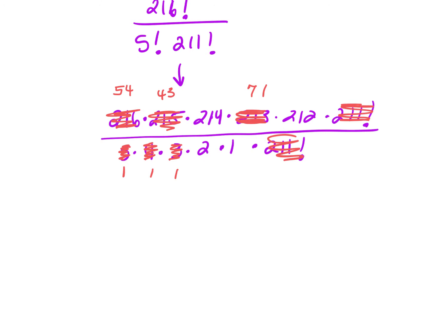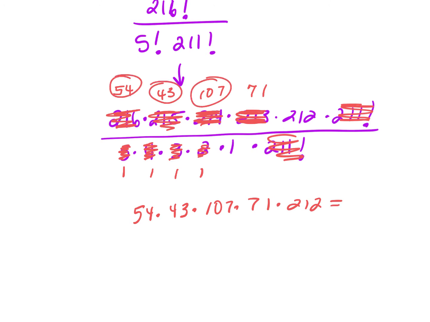Now, 2 goes into 214 and into 212. I don't care which one you do. I'm just going to do 214 because it's above it. So 2 goes into 2 once. 2 goes into 214 107 times. So I'm left with 54 times 43 times 107 times 71 times 212. Did I miss anything? You guys might have cross-canceled a different way, but 54 times 43 times 107 times 71 times 212. What'd y'all get?